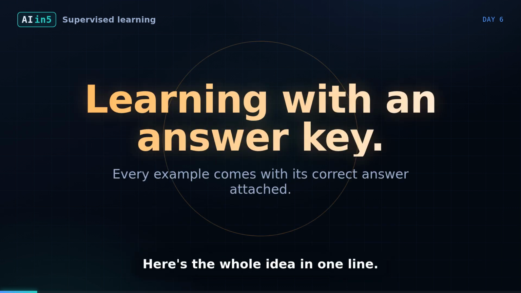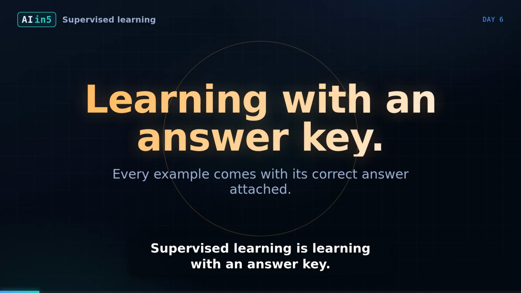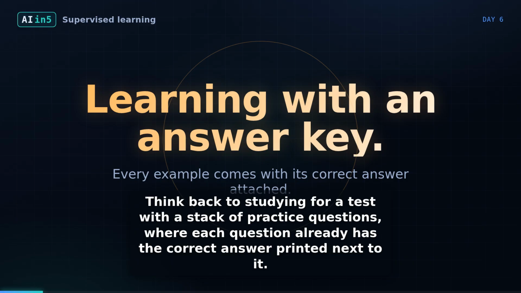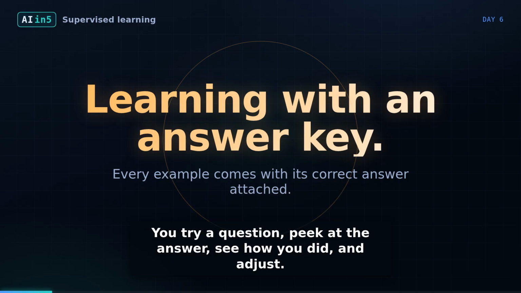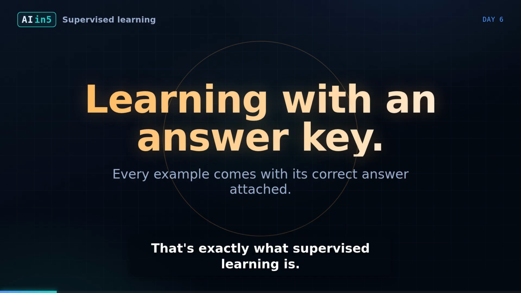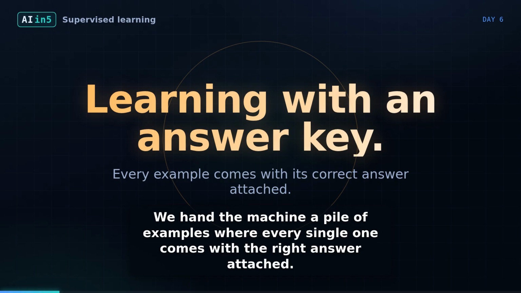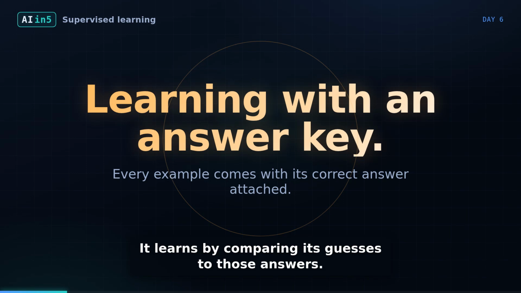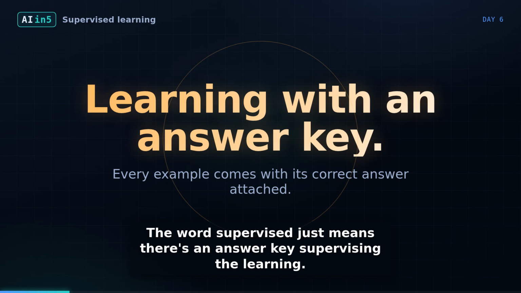Let's get into it. Here's the whole idea in one line. Supervised learning is learning with an answer key. Think back to studying for a test with a stack of practice questions, where each question already has the correct answer printed next to it. You try a question, peek at the answer, see how you did, and adjust. That's exactly what supervised learning is. We hand the machine a pile of examples where every single one comes with the right answer attached. It learns by comparing its guesses to those answers. The word supervised just means there's an answer key supervising the learning.